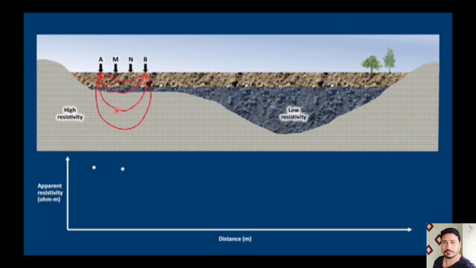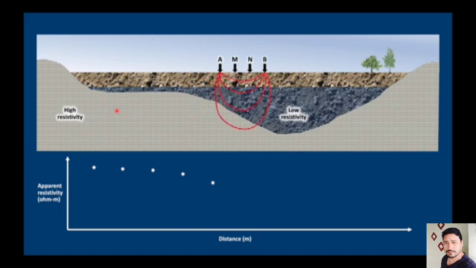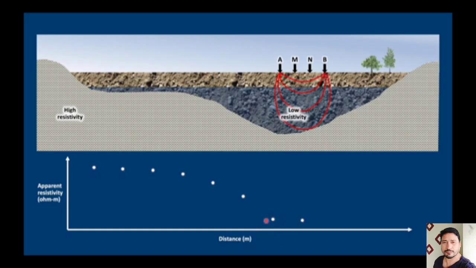As we move along, we're still close to the bedrock and we have high resistivity values. Now, as we move into the area of the valley where our alluvial aquifer is thicker, we're going to have a bigger effect of this low resistivity material. So our overall apparent resistivity will go down. And you can see that in the thickest part of the alluvial we have the lowest apparent resistivity.